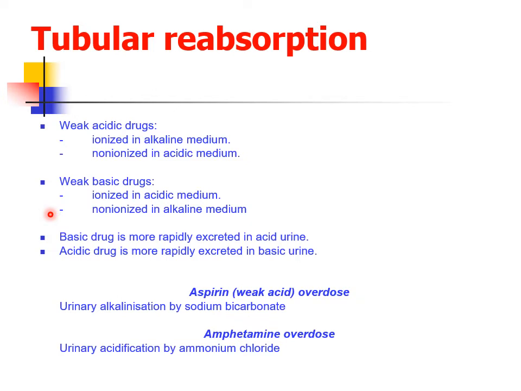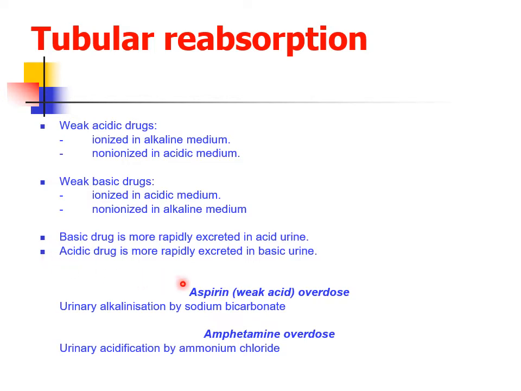Remember that ionized drugs do not cross membranes. They cannot be reabsorbed in the kidneys, and so they will be excreted. Basic drug is more rapidly excreted in acid urine. Acidic drug is more rapidly excreted in basic urine.